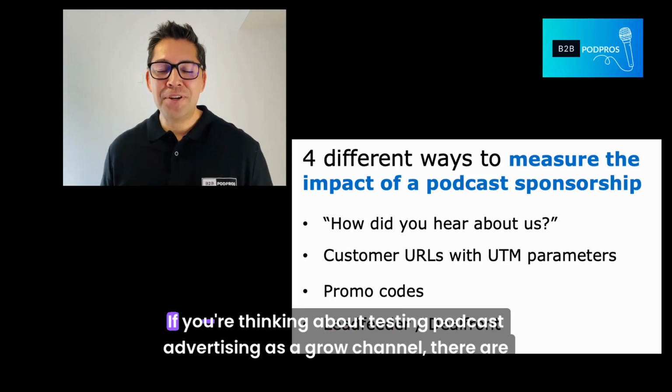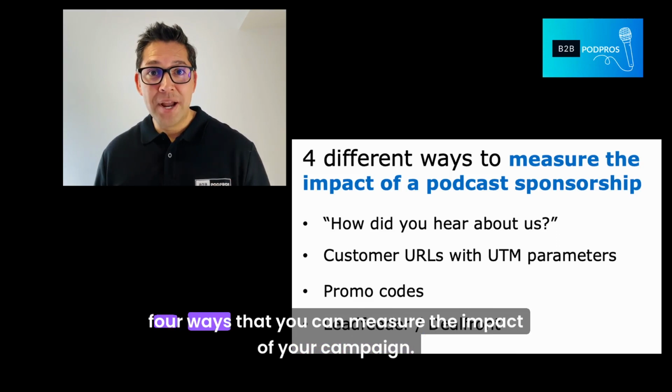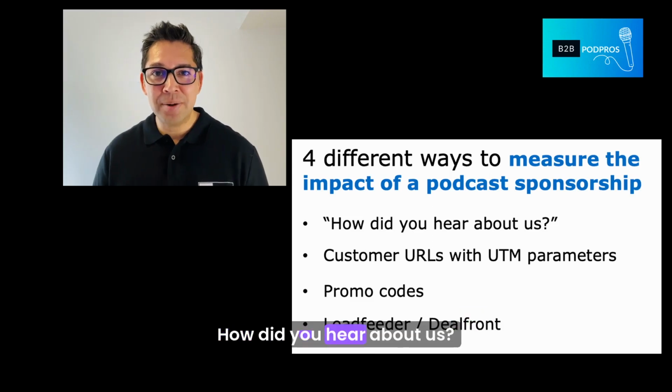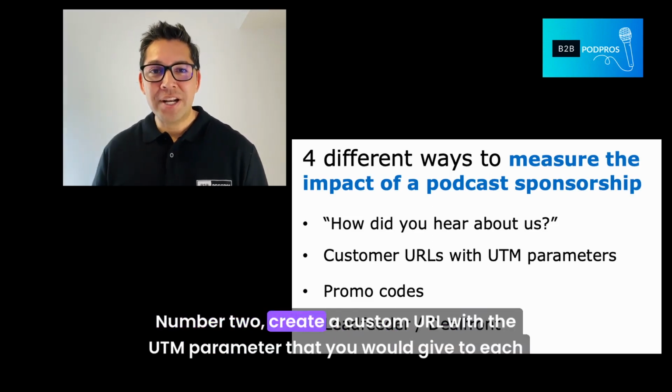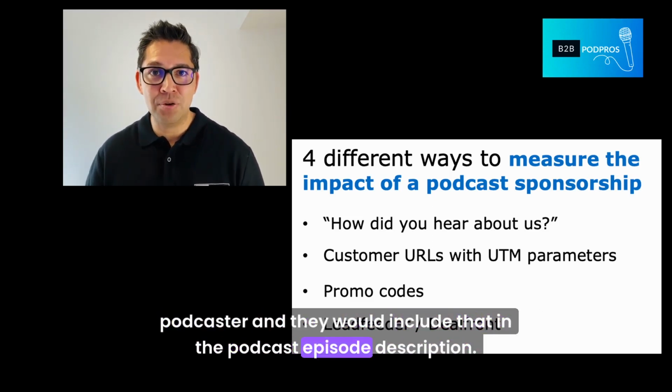So there you have it. If you're thinking about testing podcast advertising as a growth channel, there are 4 ways that you can measure the impact of your campaign. Number 1, in your sign-up flow, add a question. How did you hear about us? Number 2, create a custom URL with the UTM parameter that you would give to each podcaster, and they would include that in the podcast episode description.